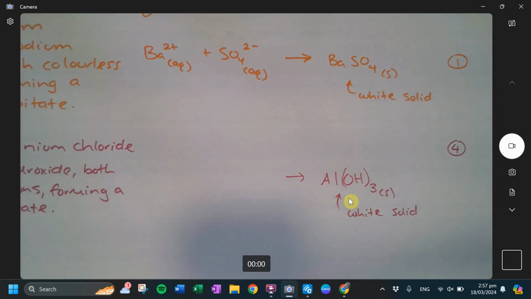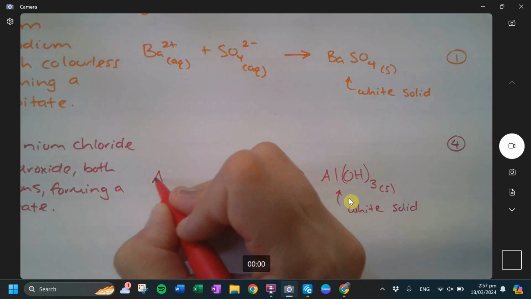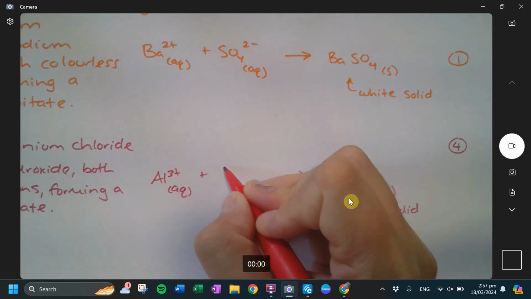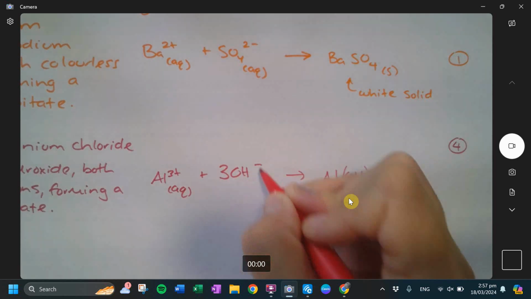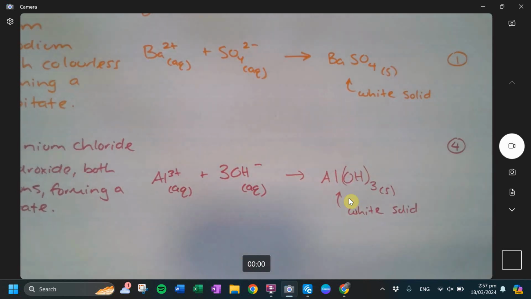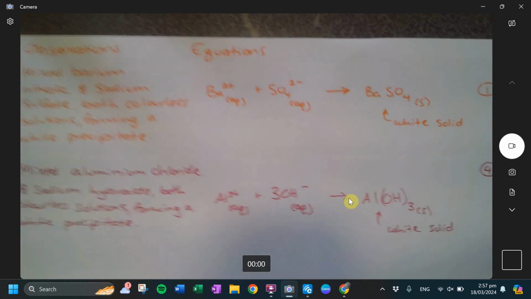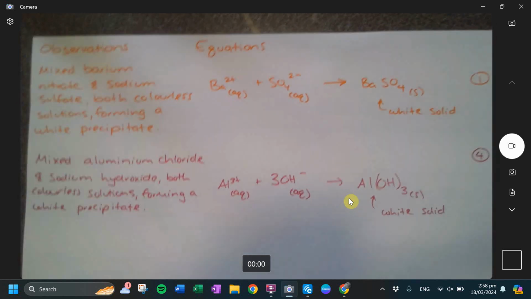And then we need to do our equations. So I have aluminium, Al3+ aqueous, plus 3OH- also aqueous. So that's what you should have, for example, number 4. I'm just going to zoom that out. Next one, I'm going to do one.